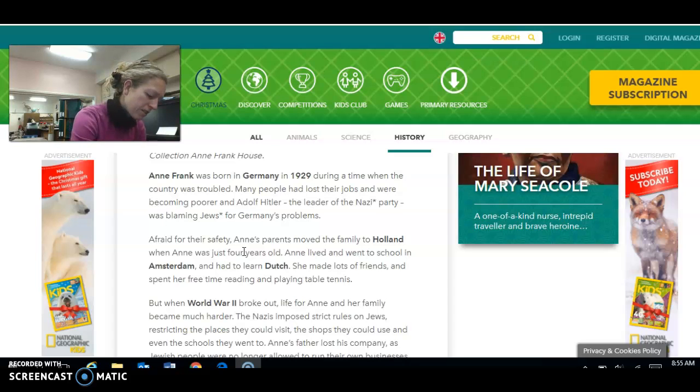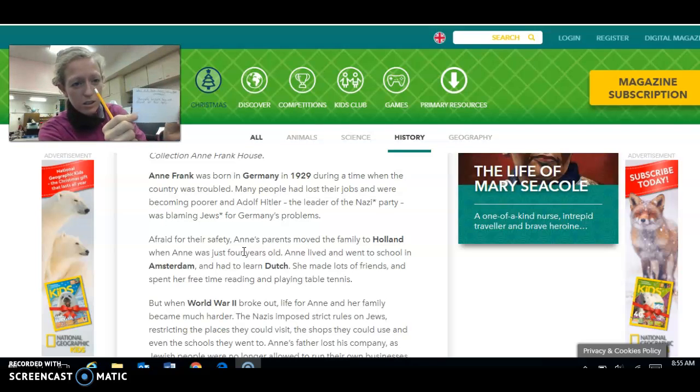They left because they were afraid for their safety. You know what? I'm actually just going to stop there and keep it super simple. So, all this note card has is, why did Anne Frank's family leave Germany? They left because they were afraid for their safety. Bingo. That's it. Note card done.